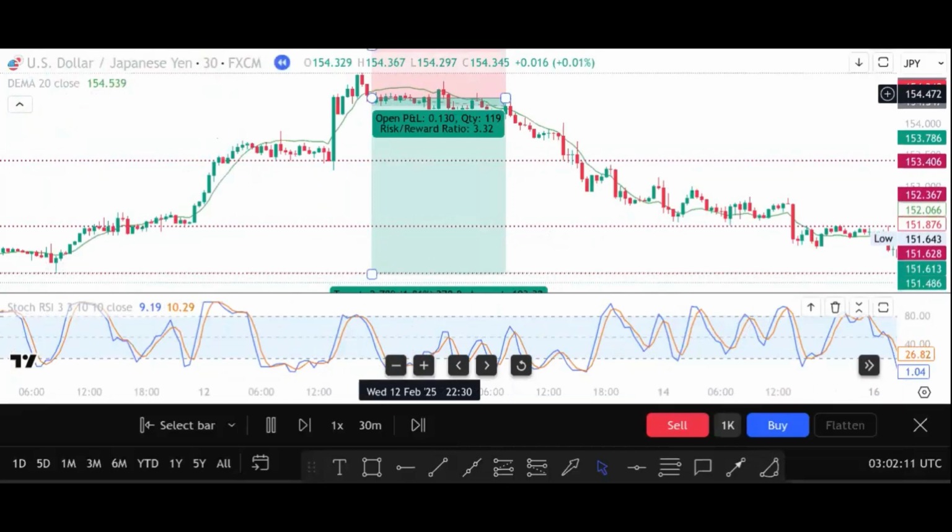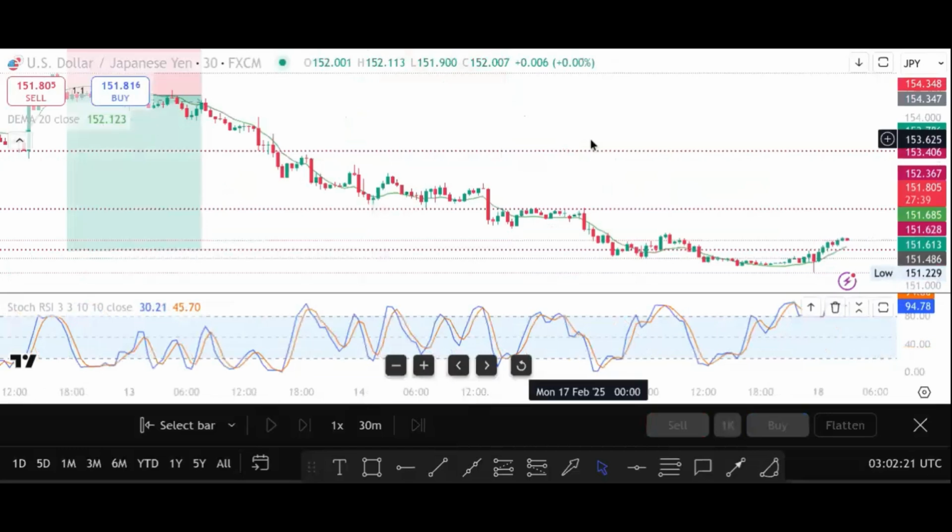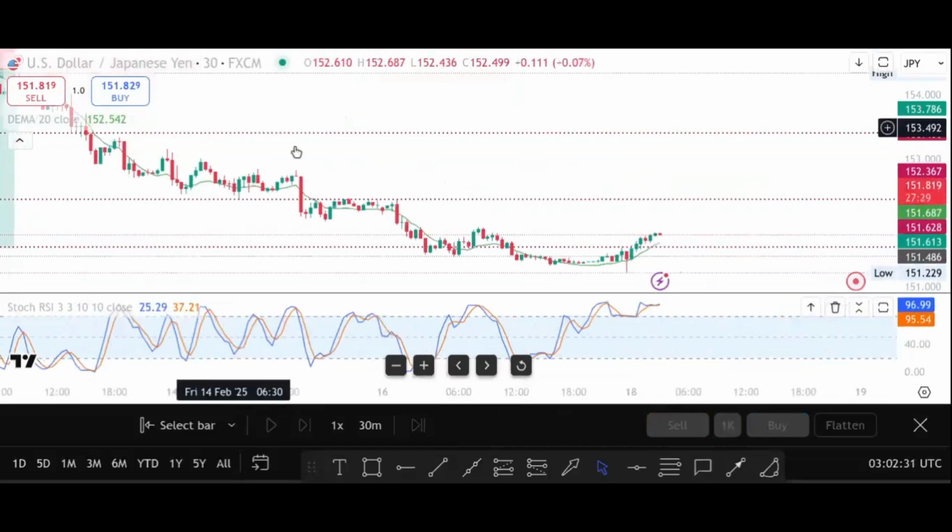And of course, the stochastic gave us those entry points, and it was a beautiful one. And it did it with that 3-3-10-10 settings that I've programmed in. So literally all 3 TPs would have been smashed. So with that said, there's potential that we may be continuing downwards, right?